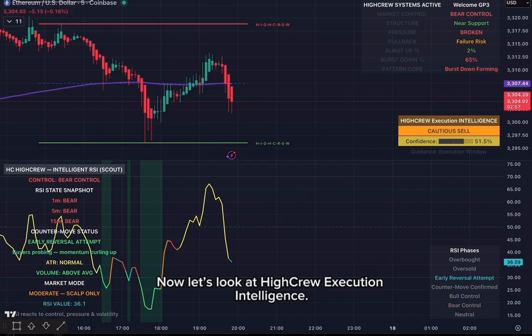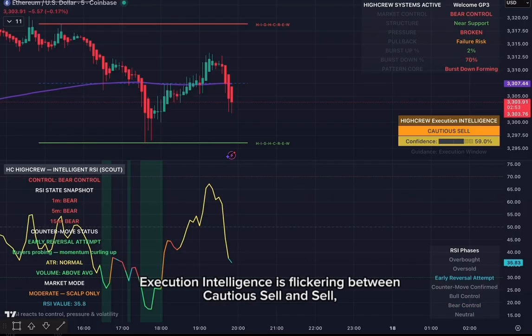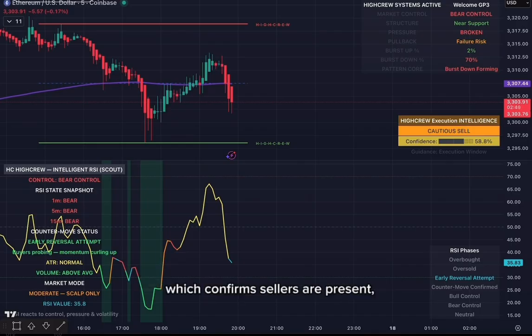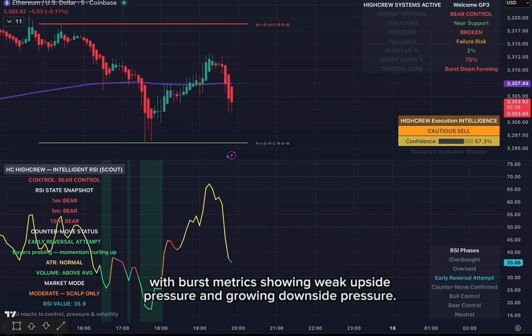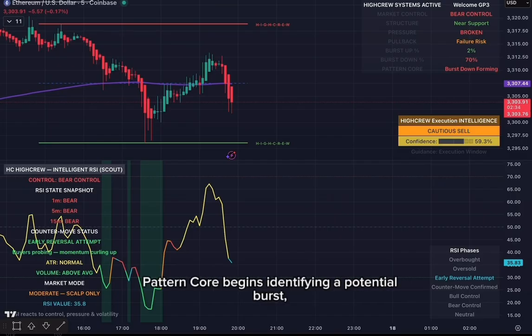Now let's look at Haiku Execution Intelligence. Execution Intelligence is flickering between cautious sell and sell, which confirms sellers are present, but participation is still weak. Now we look at Nexus, the system's brain. Nexus also confirms bear control, with burst metrics showing weak upside pressure and growing downside pressure. Pattern core begins identifying a potential burst, but participation is still light, so we continue observing.